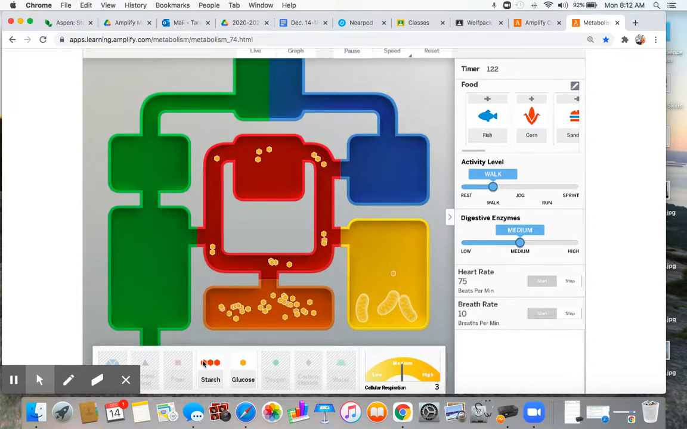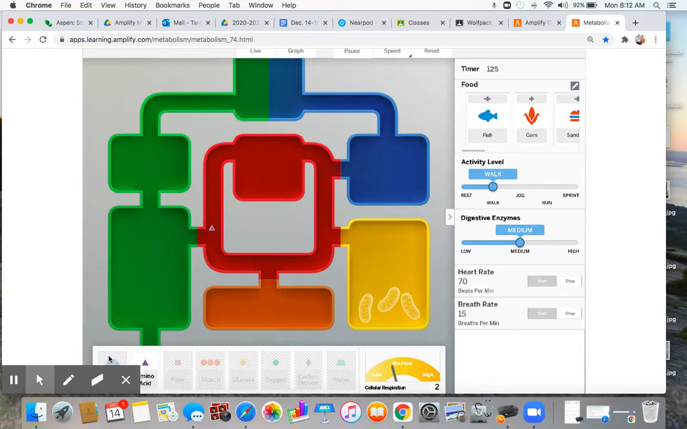The next thing you were supposed to do was only turn on amino acids and protein, and then we're going to feed a sandwich again. So here we go. And this time we know what all the systems are. So our sandwich is broken down into proteins here in the stomach.